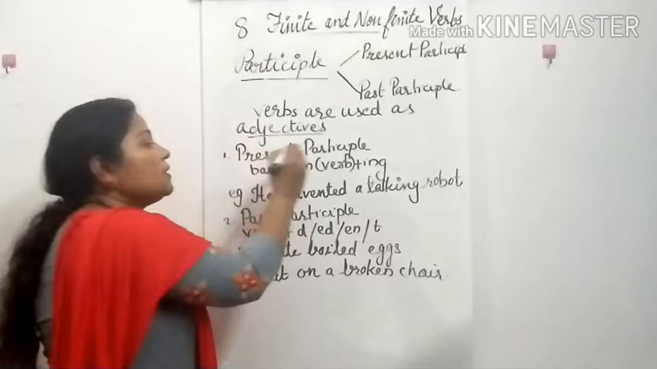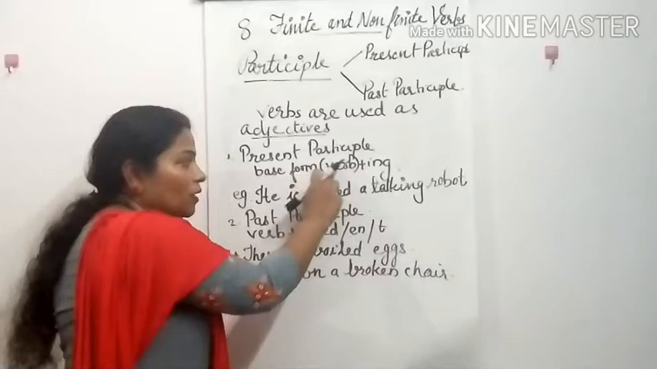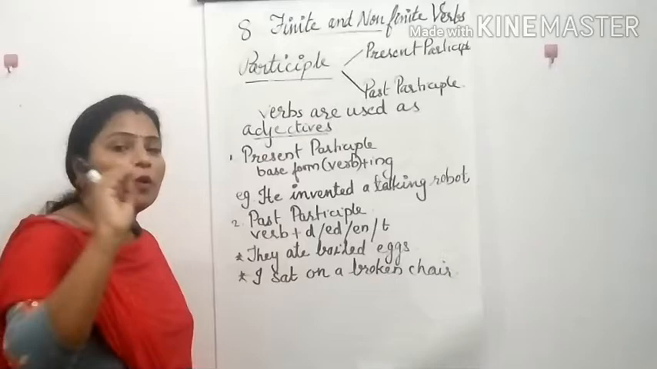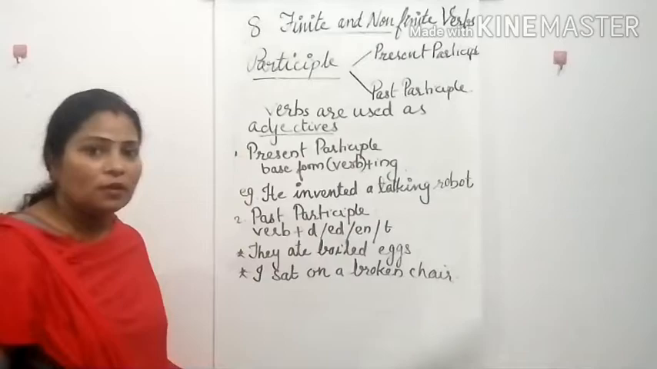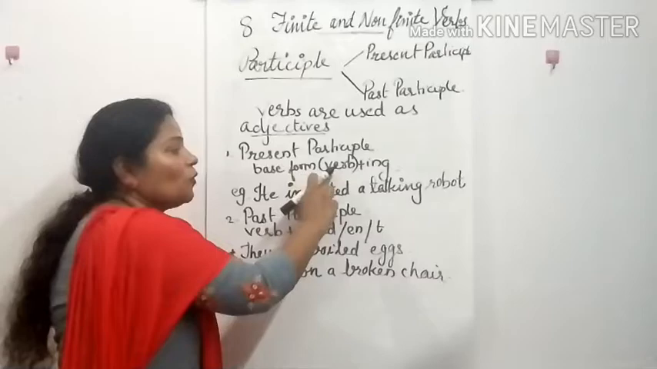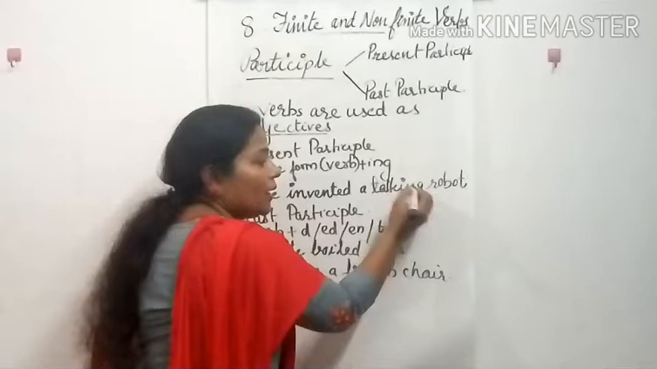Present participle: the base form of the verb plus ing. Okay? Base form of the verb, that means the plain verb. When you add ing, what does it become? Present participle. For example, he invented a talking robot. Since we are doing participle and I said base form of the verb plus ing, you will guess that here there is a verb and the word ing, so it is present participle.